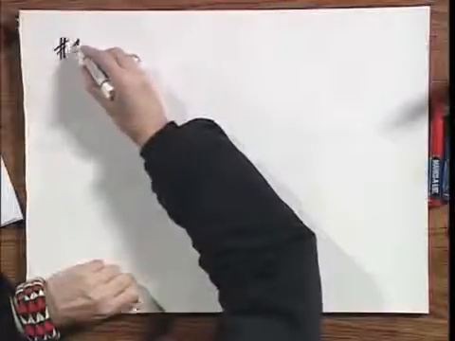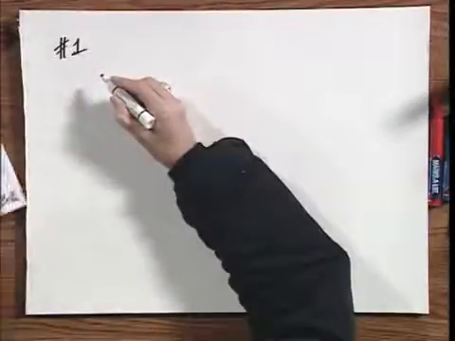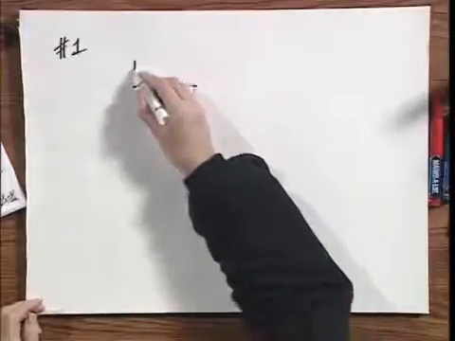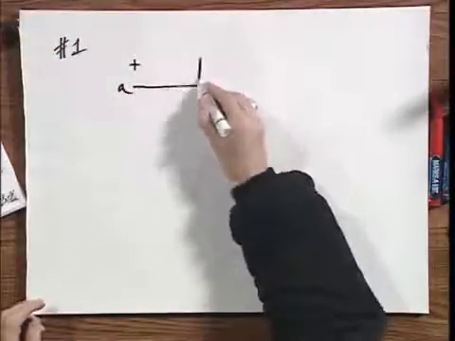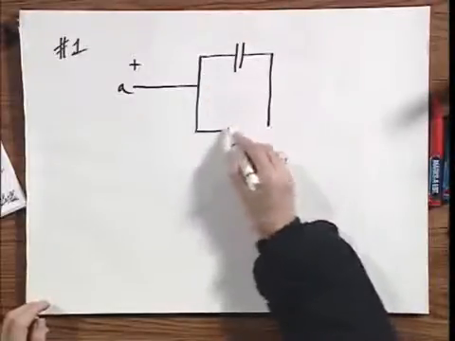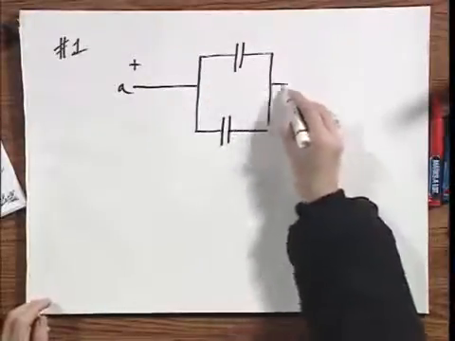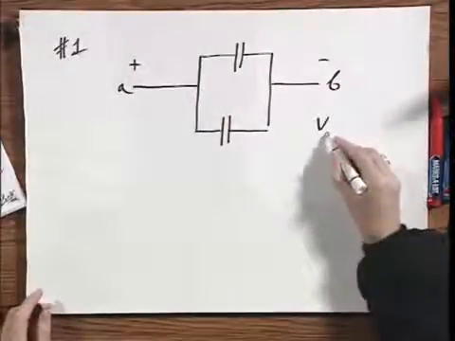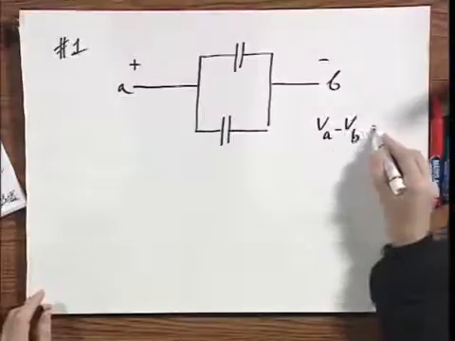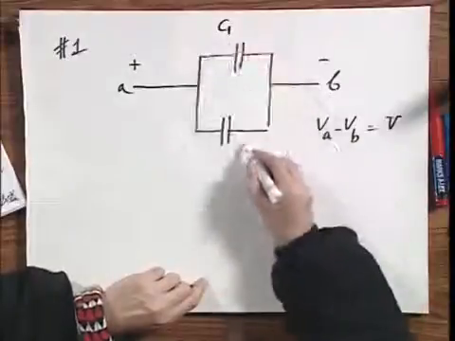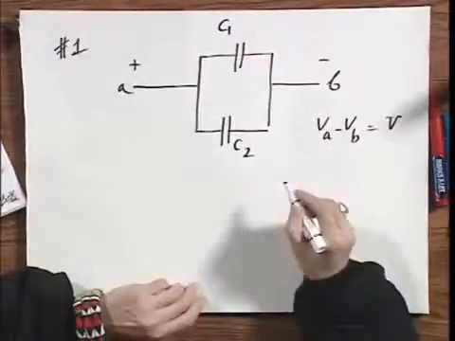Let's start with problem number 1. I have a little introduction to problem number 1 that I want to start with. If I have here what we call a set of parallel capacitors, point A, point B, and VA minus VB, let's call it V, higher here than there. This capacitance is C1 and this capacitance is C2.